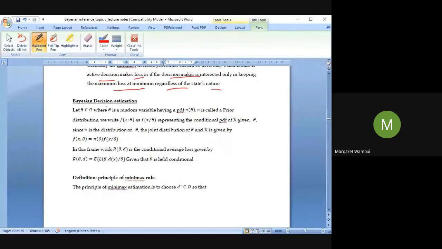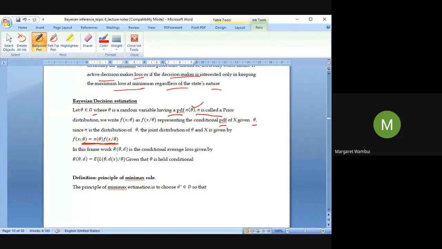Now, Bayesian decision estimation. Let theta be a member of the parameter space, and theta is a random variable having a probability density function. So you can see this one brings in a case where you would have data. This is just a definition, then we can go to the specific. Then pi is called a prior distribution. And we write f of x given theta, representing the conditional probability density function of x given theta. Since pi is the distribution of theta, the joint of x and theta is given by that product. This is like the joint.